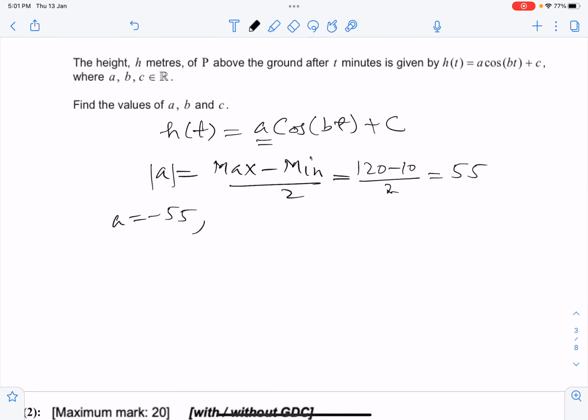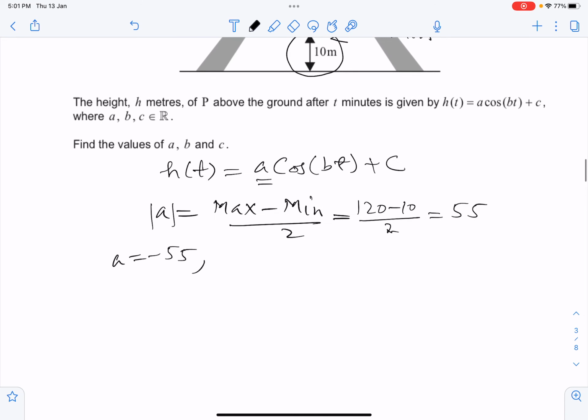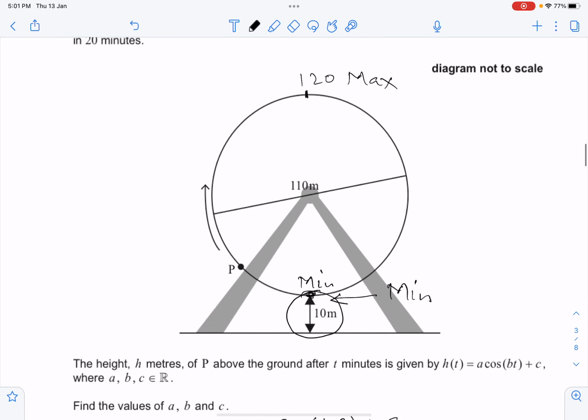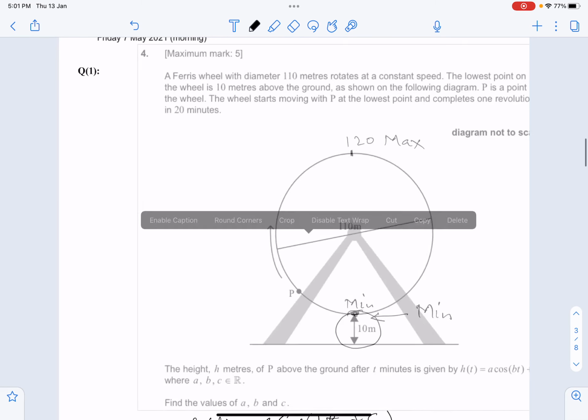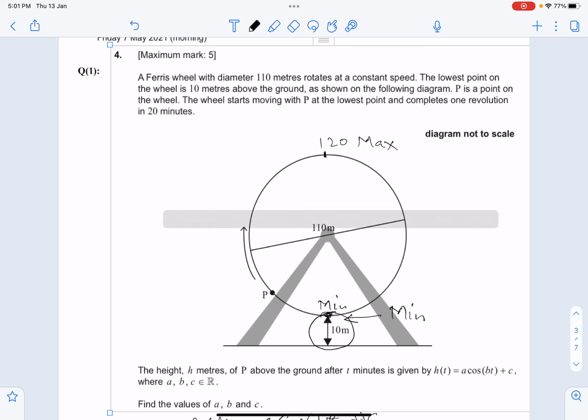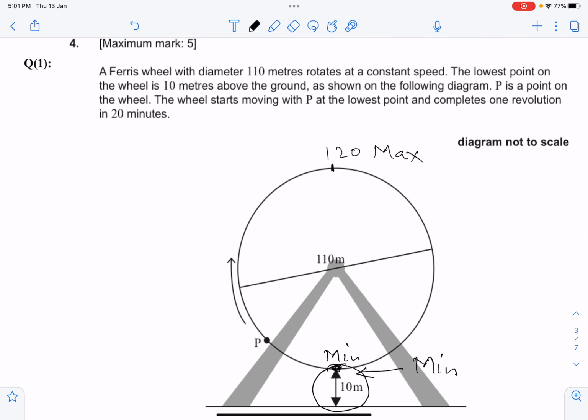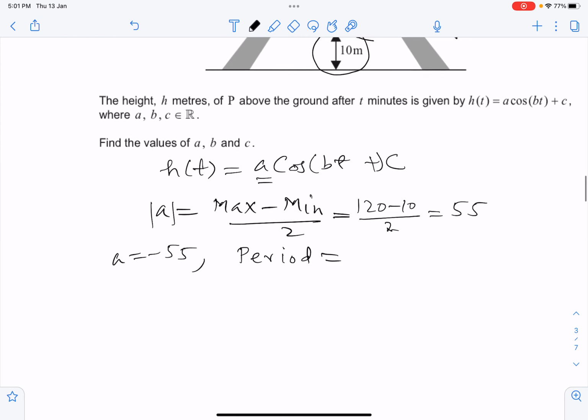Then b will decide from the period. Okay, the period here is given by, period is equal to 20 minutes, isn't it? They said it is 20 minutes. Okay, the period is 20 minutes. So therefore I will write here 20.